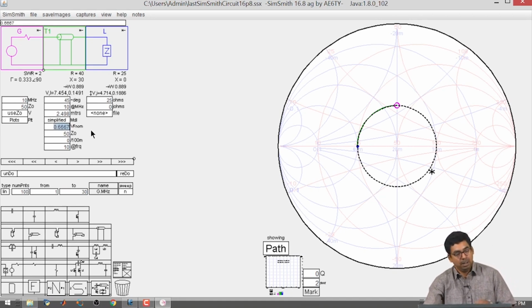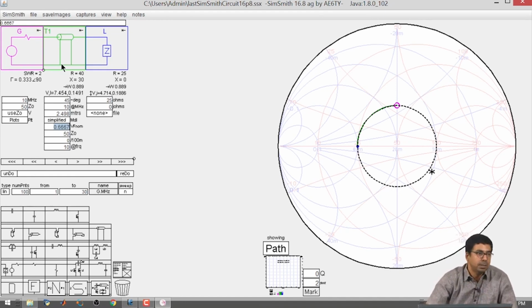Velocity factor means the speed at which the waves travel in this transmission line with respect to the speed of light in vacuum. Assuming the speed of light in vacuum is 3 times 10 to the power 8 meters per second, 0.6667 means that the velocity will be 2 times 10 to the power 8 meters per second. So, in this transmission line, 1 by square root LC corresponds to 2 times 10 to the power 8 meters per second, which is almost practical.